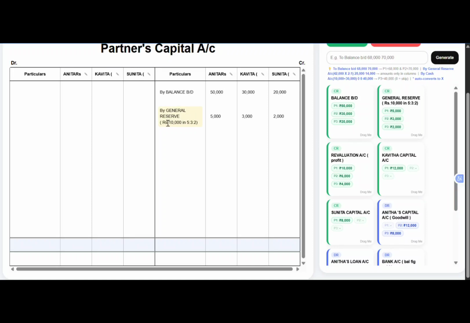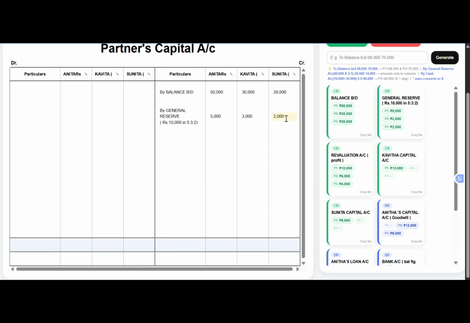General reserve rupees 10,000 should be distributed to all the three partners in their old profit sharing ratio 5:3:2. So Anita will get 5,000 general reserve, and then Kavita will get her share from the general reserve, rupees 3,000, and Sunita will get 2,000, her share of general reserve from the firm.